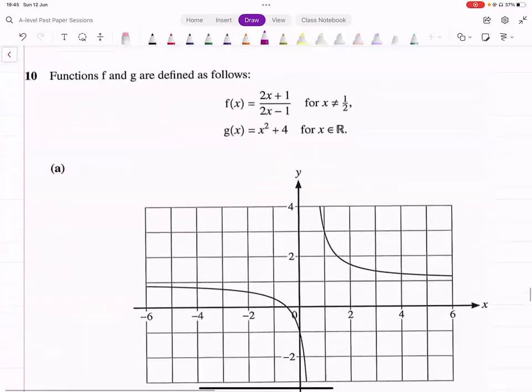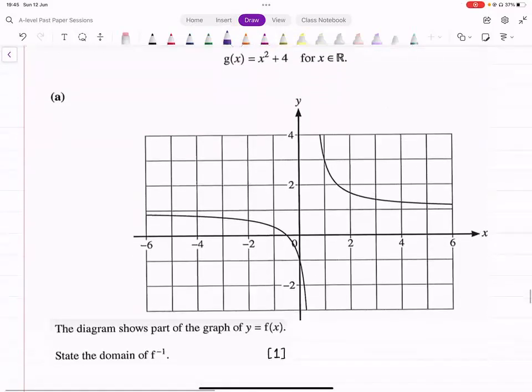Let's move on to question number 10 now. So now we've got functions. It says f of x equals (2x plus 1) divided by (2x minus 1), and the domain of this function is that x is not equal to 1 over 2. And we got another function g of x, and that is defined for all real values of x. Okay, we also have some graph here.